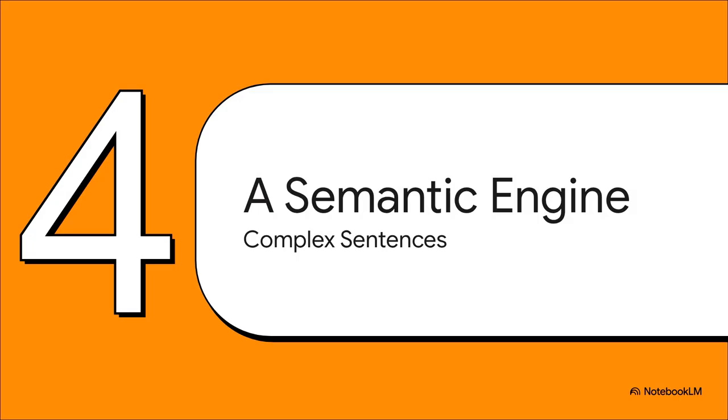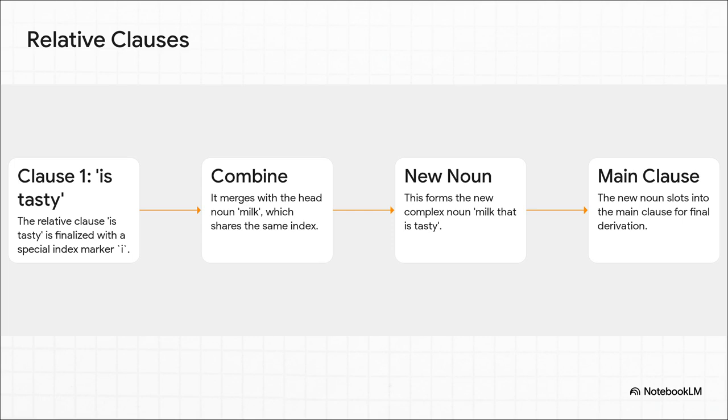Now, this framework isn't just for simple sentences. It's designed as a complete semantic engine that can handle much more complex structures, like sentences that have relative clauses embedded in them. Let's walk through how the engine builds a sentence like "drank only milk that is tasty." First, the system derives the relative clause, "is tasty," and it gets finalized with a special indexed mood marker. Think of that index as a key. That clause can then only merge with a noun that has the same index, the matching lock, in this case, mirepu, or milk. Once they combine, you get the complex noun, "milk that is tasty," and that whole chunk then slots right into the main sentence derivation. It shows how recursive and powerful the system is.